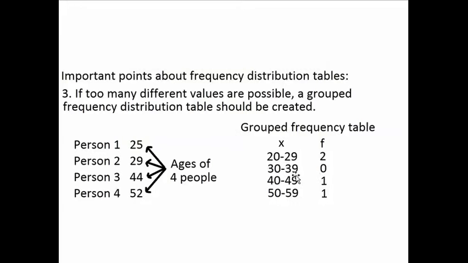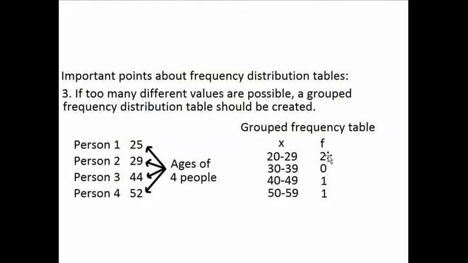Remember that if you have a frequency of 0 that's somewhere between the lowest and highest values, that frequency of 0 has to be included. So let's say I had two people in their 30s, one person in their 40s, and one person in their 50s, and no people in their 20s. Well then, this wouldn't be needed. I could just cross it off because it has a frequency of 0.